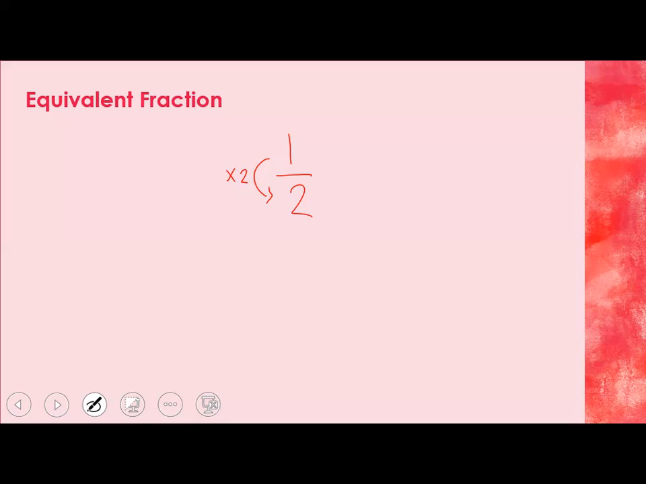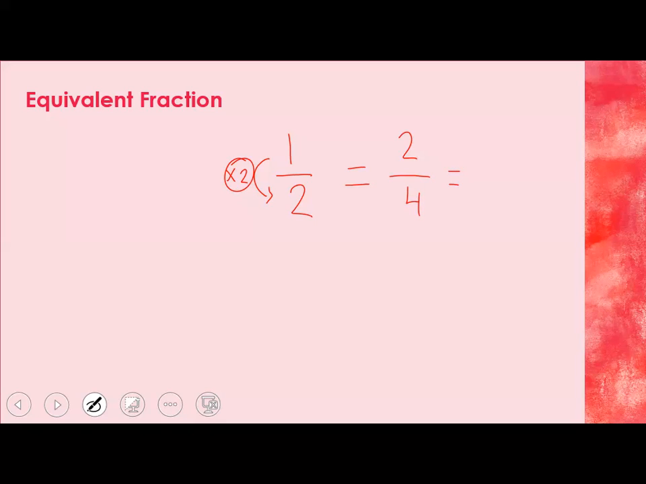Okay, so what if I want to write this as an equivalent fraction? If I was asked the question, write a fraction which is equivalent to a half, then I need to write a fraction where the relationship is the same. So if I had 2 as my numerator, what would my denominator be? Well, I need to make sure that this relationship's the same, don't I? I need to multiply it by 2 to make sure it's 4.